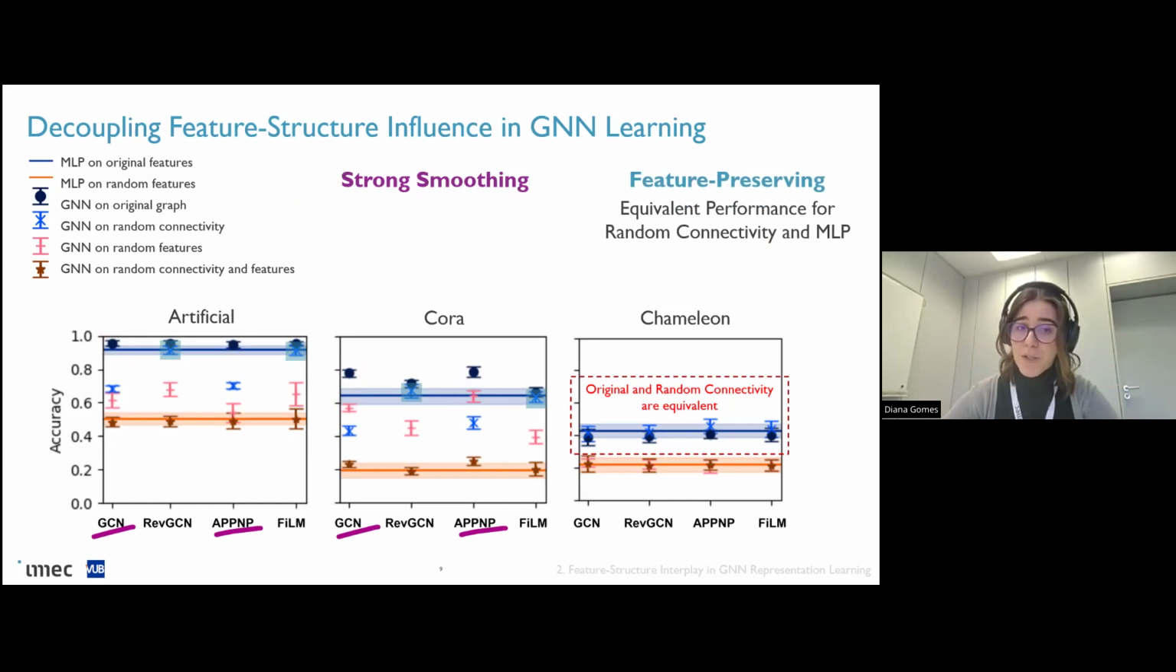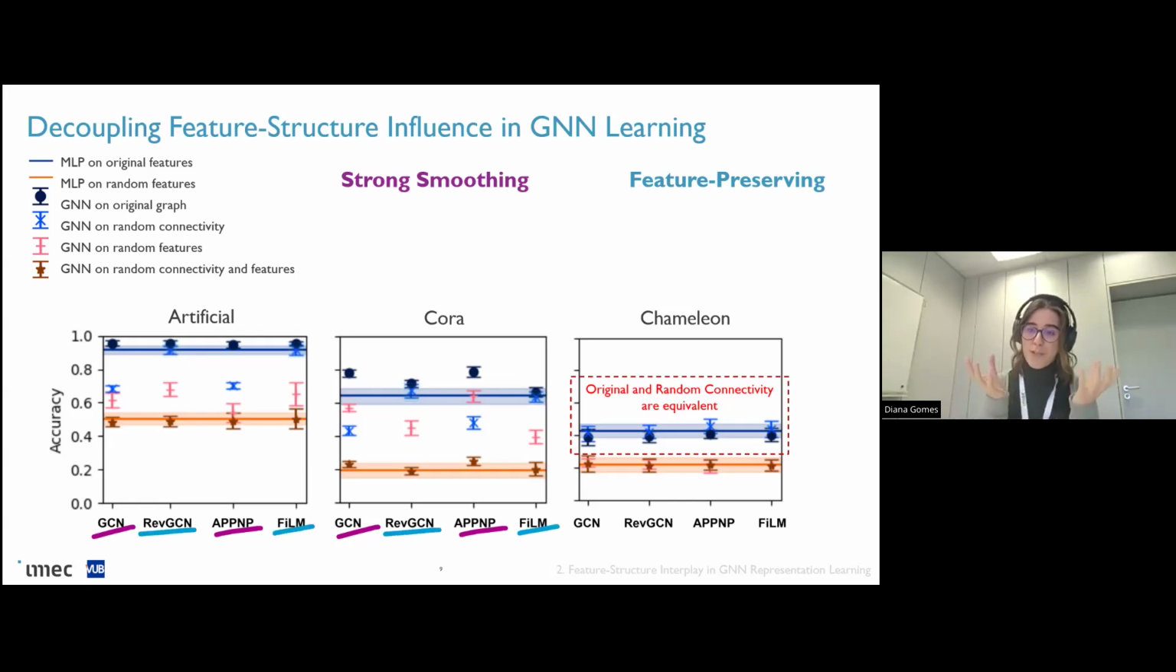And for these models, what we identify is an equivalent performance between the random connectivity and the MLP. So these are the two flavors of models that we could actually identify with our experiments.